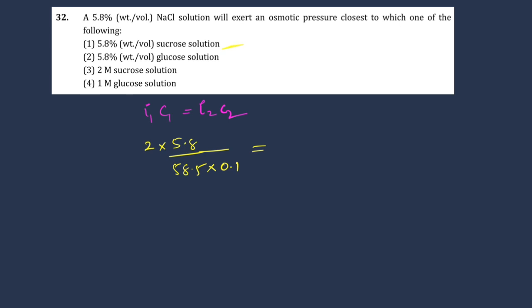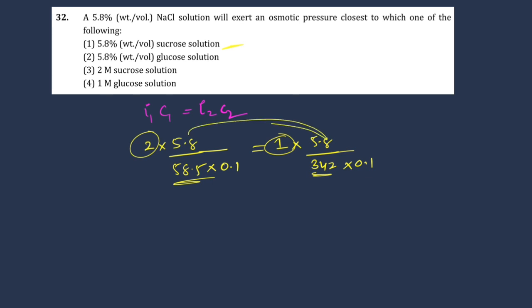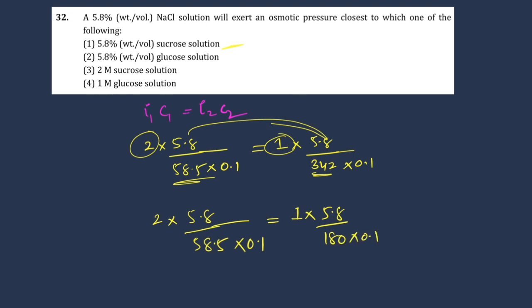For example, I am selecting the first option, sucrose: Van't Hoff factor 1, 5.8 by its molar mass 342, and percent, therefore 0.1. Now observe, numerator is 2 here, 1 here, 58.5 here, these are the same, anyway not equal. Therefore we have to check another option. 2 into the same left side, will not change because it is from the question. 58.5 into 0.1, that is equal to the second option, glucose, Van't Hoff factor 1, and this is 5.8 by 180 into 0.1. So this is also not equal.